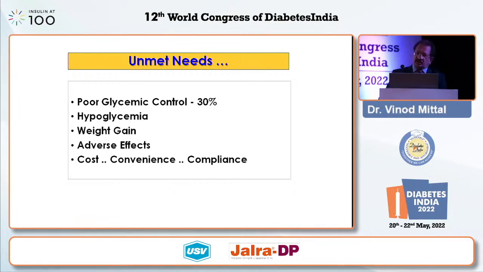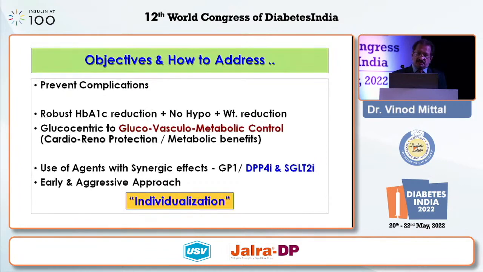Then weight gain. Already 70% of diabetic patients have obesity. And there are certain agents like pioglitazone, sulfonylureas, and insulin that also increase weight. So we have to look at these points, and then adverse effects of the anti-diabetic agents, and last but not least the cost. Cost, convenience, and compliance. If an anti-diabetic agent is to be given twice or thrice, the patient will avoid it. There would be poor compliance and adherence. So all these points have to be taken into consideration when we write any anti-diabetic agent.